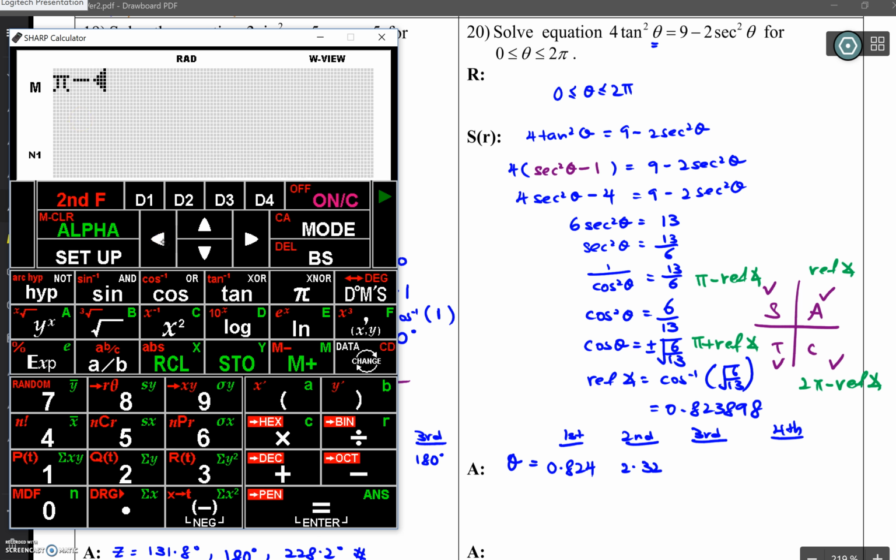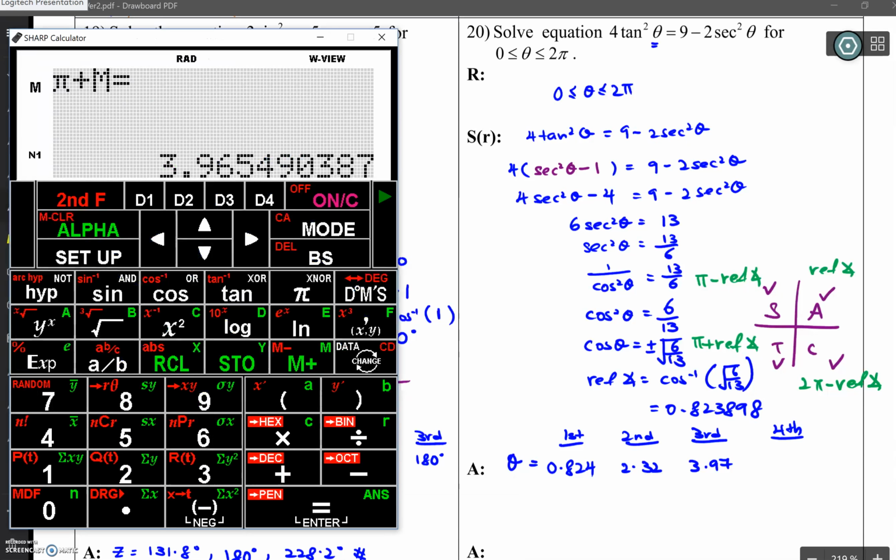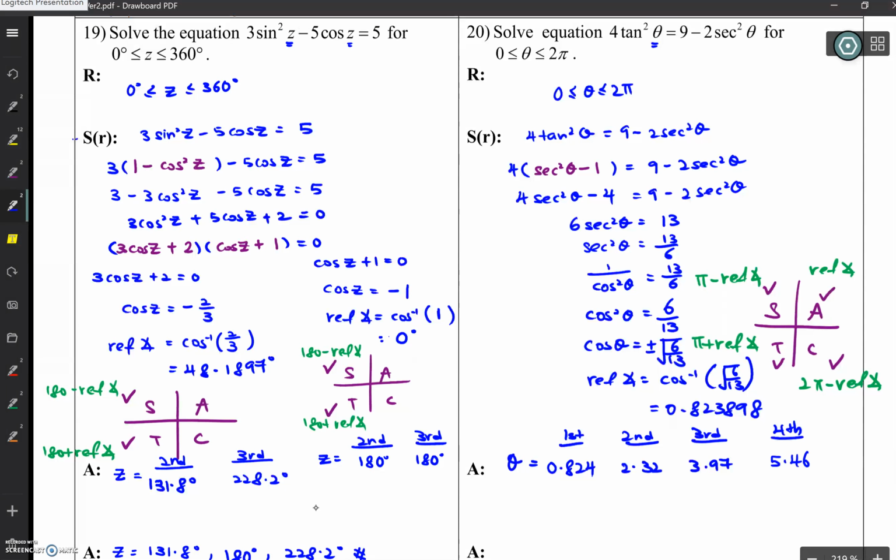Next one, being lazy, I will just shift back and do pi plus memory, 3.97. And the fourth one will just be 2 pi minus recall memory, and I'll get 5.46. Since it's only for theta, it's only for one cycle, so I know that that's all for my answer. So I'll just put my commas, and that will be my final answer. Okay, is that clear? We'll practice more questions in class.